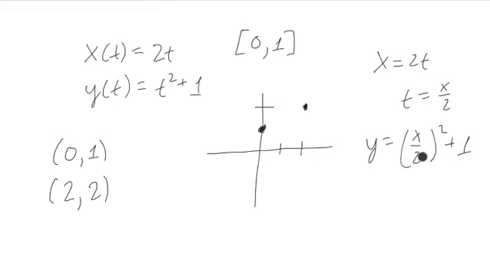Should make sense. This is actually a stretching horizontally of a parabola, and it's been shifted up 1. And so we actually get this. And notice, it's only a piece of that parabola. Why is that? That's because we were focusing on the t values in this interval.